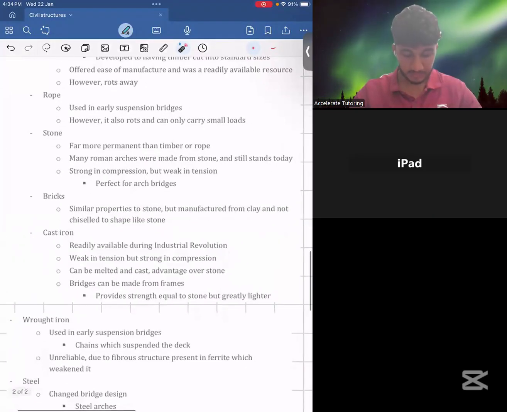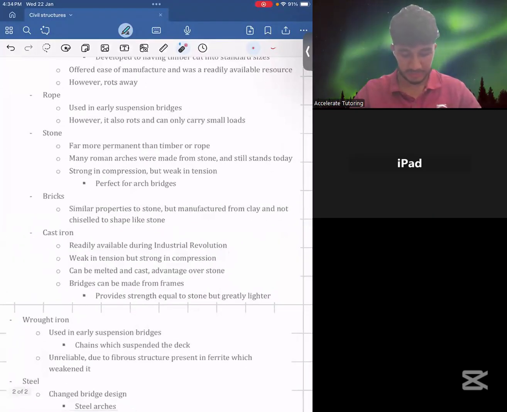Then we move over to the first metals, which was cast iron, readily available during the Industrial Revolution, weak in tension but strong in compression, can be melted and cast, an advantage over stone. Bridges can be made from frames, providing strength equal to stone but greatly lighter. But a key issue with cast iron is that it does corrode relatively easily due to exposure to moisture. Hence, the civil structure's life will not be that long and would require a lot of maintenance.